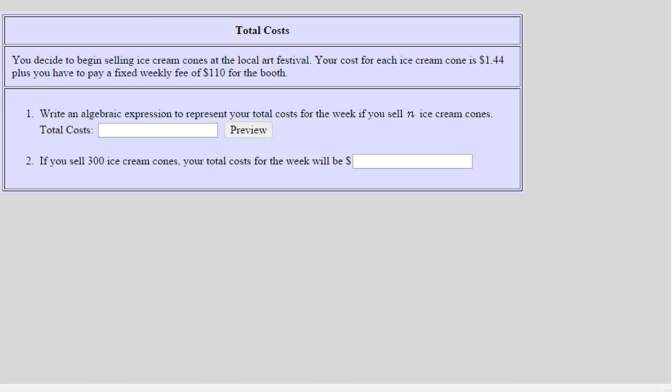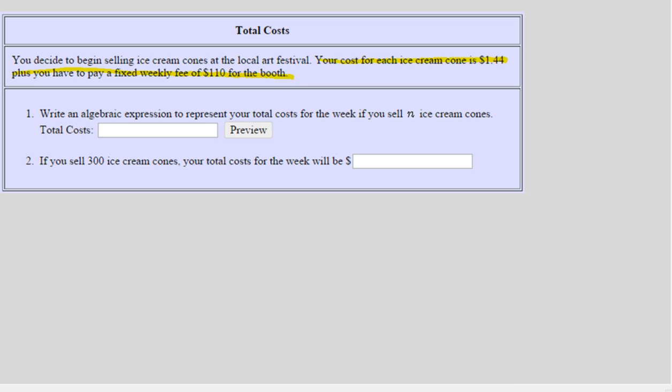Let's read through the question and highlight any important information. You decide to begin selling ice cream cones at the local art festival. Your cost for each ice cream cone is $1.44, plus you have to pay a fixed weekly fee of $110 for the booth.